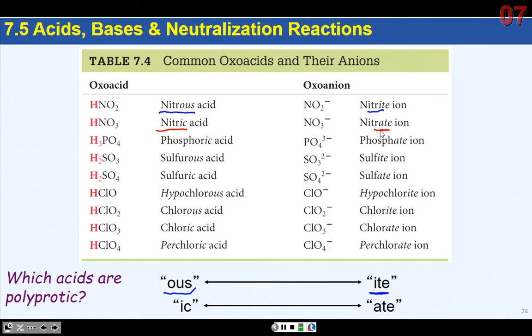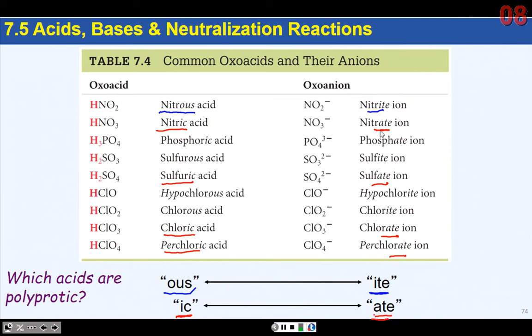So ates and ites, ic and ates, oh brother. Wait, ous and ite, yeah, if you have to stop and think about these, it's really easy to get tangled up, but try not to get them sorted wrong. So if you remember, nitric and sulfuric have an ate ending on their anion, and perchloric has an ate ending over here. Chloric is the same idea, and the chlorate ion goes with it.